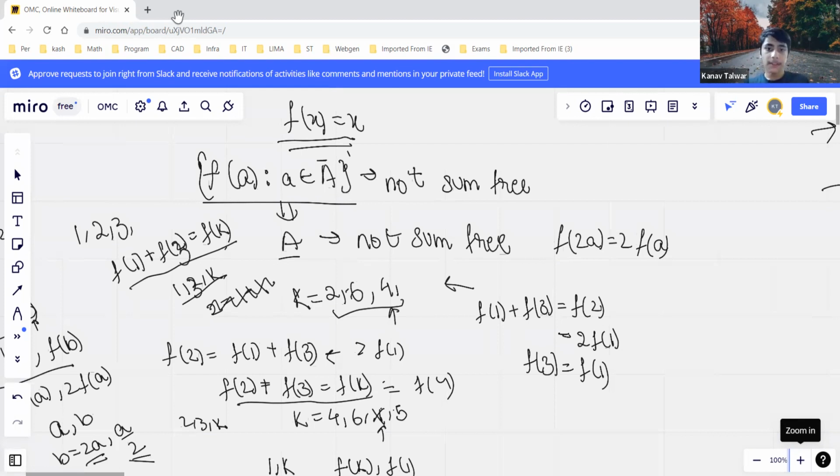We know that f of 1 plus f of 3 is equal to f of 2, which is equal to twice f of 1. Thus, you must get that f of 3 is equal to f of 1. Now, we have that this is equal to f of 2 by 2. Right?